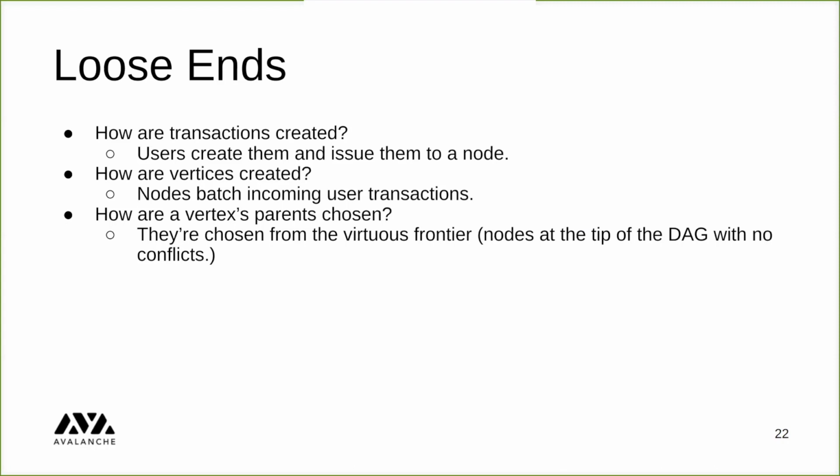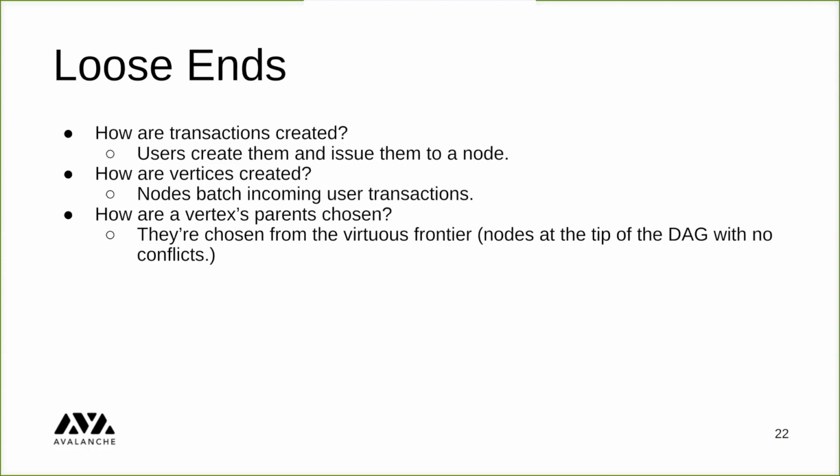Or, and this isn't written here, but again, vertices can be created if a rejected vertex has valid transactions within it. Those will be regrouped into a new vertex and issued.